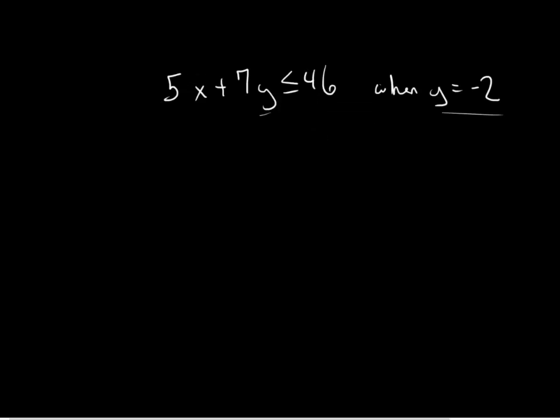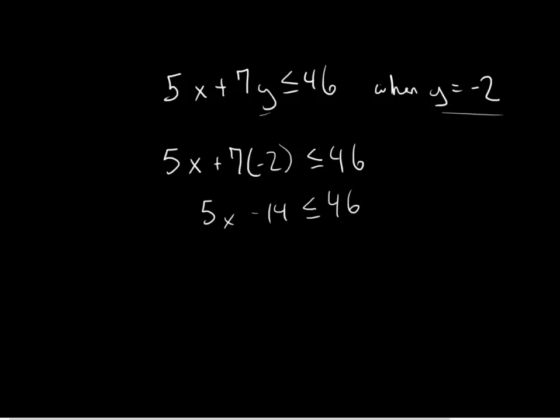Number 8, just use substitution. There's a y and there's a y, so rewrite as 5x plus 7 times negative 2 less than or equal to 46, and solve. 5x minus 14, add 14 to both sides, 5x less than or equal to 60, divide by 5, answer.